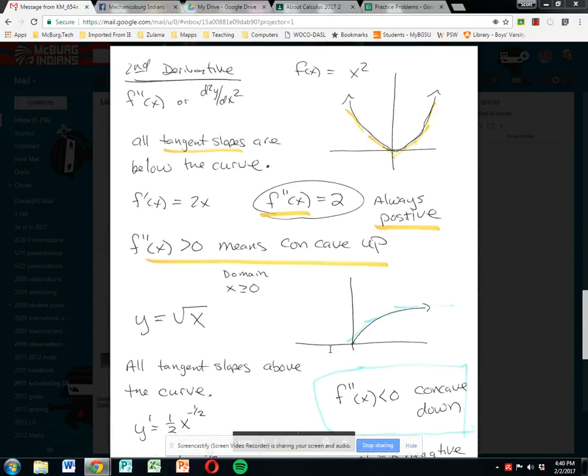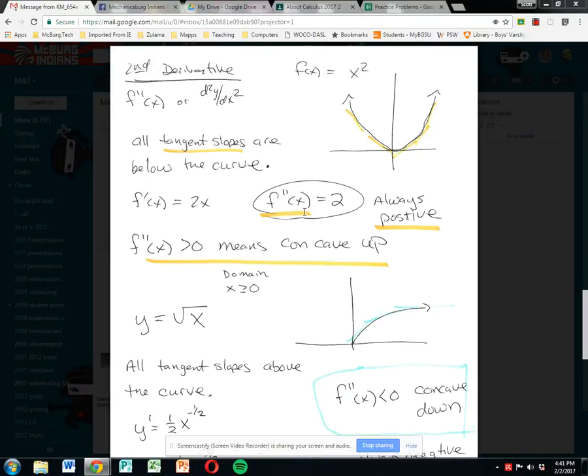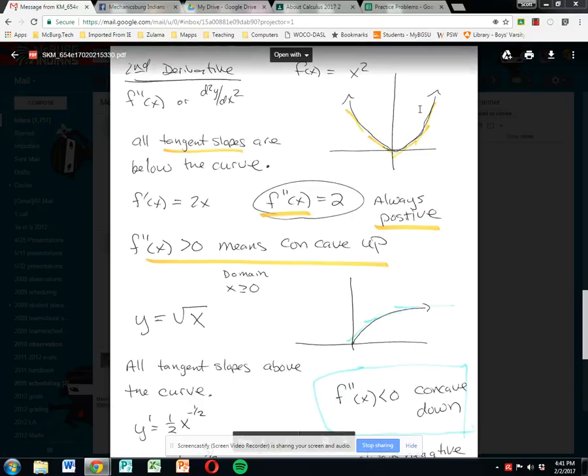Moving on to the second derivative test. Basic concept with the second derivative. Again, remember that the second derivative is just the derivative of the first derivative. Okay? In this particular case, notice this is what we call concave up. If all tangent slopes lie below the curve, this is where f double prime of x is positive. If f double prime of x is positive, that means the graph is concave up.